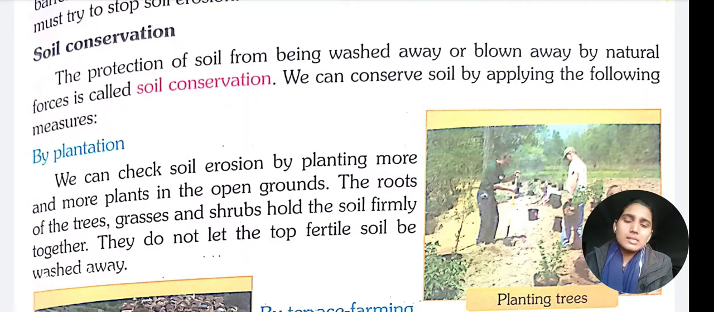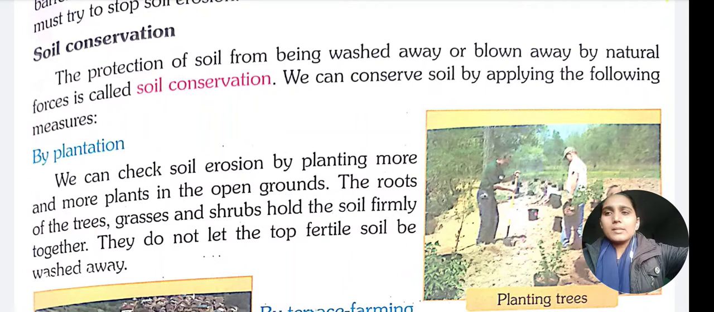Soil conservation means we are going to study how we can conserve our soil, मतलब हमारी मिट्टी को हम किस तरीके से बचा सकते हैं. The protection of soil from being washed away or blown away by natural forces is called soil conservation.